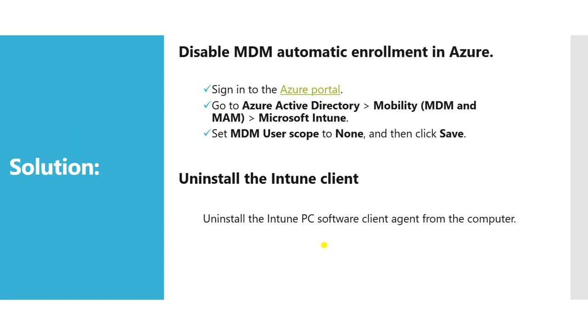What is the solution now? There are two solutions. One is to disable MDM automatic enrollment in Azure, where you need to sign into the Azure portal, go to Azure Active Directory, then go to Mobility (MDM), then Microsoft Intune, and set MDM user scope to None, and then click Save. So this will fix your error. Another is to uninstall the Intune PC client agent from your computer. You can perform either option, but I would recommend you go for the first option.